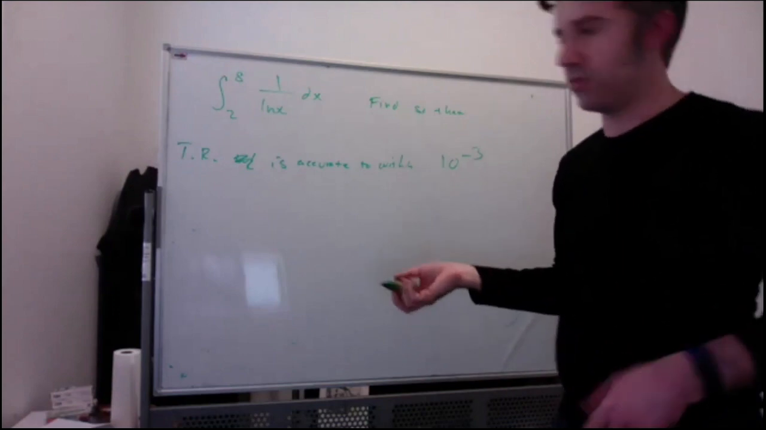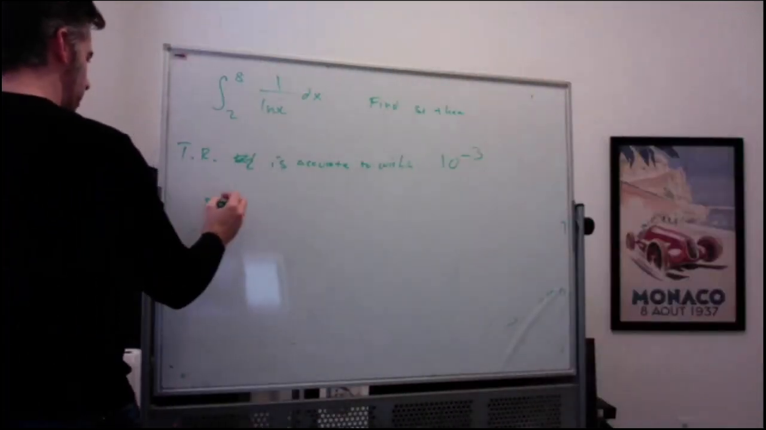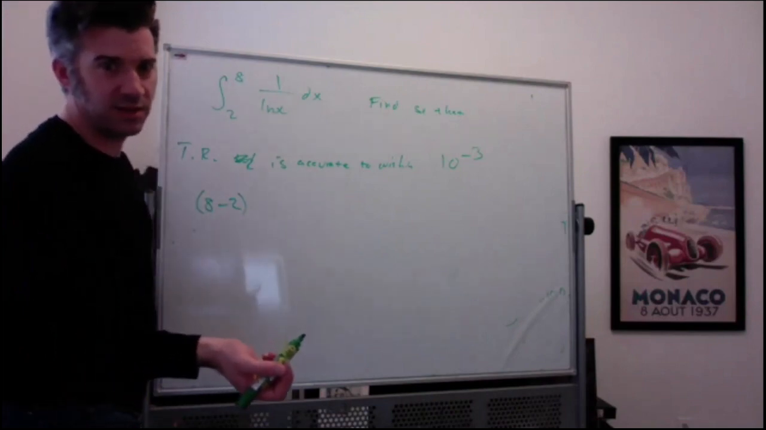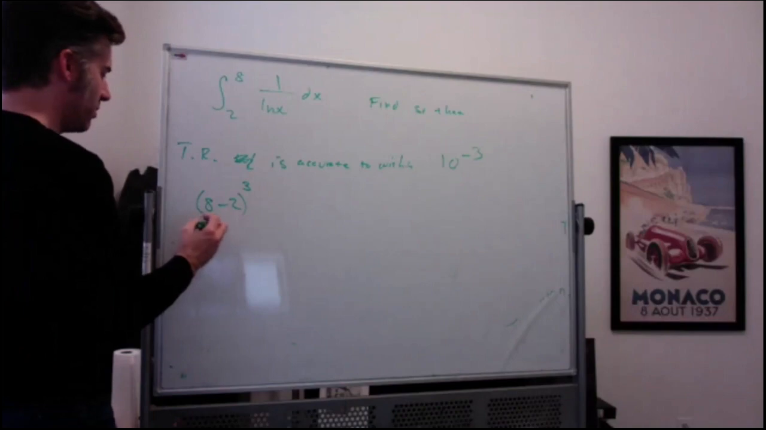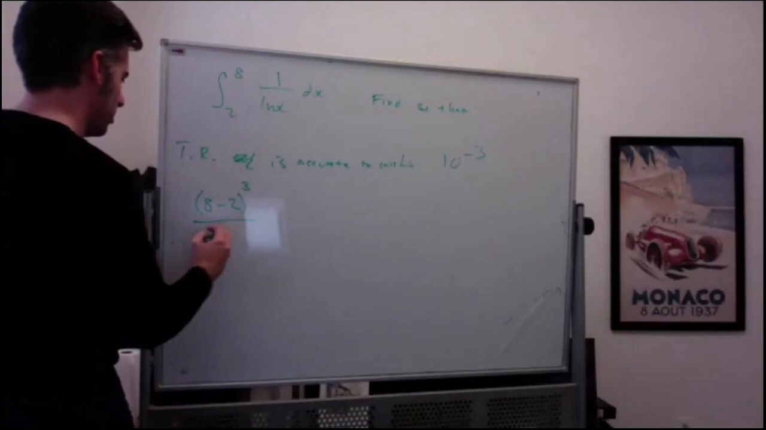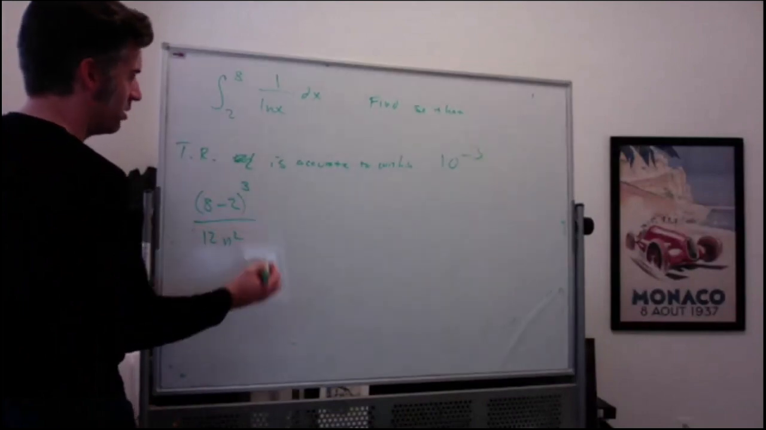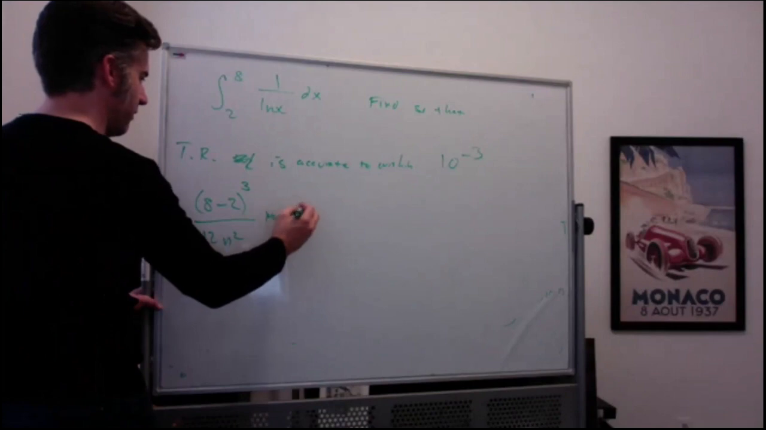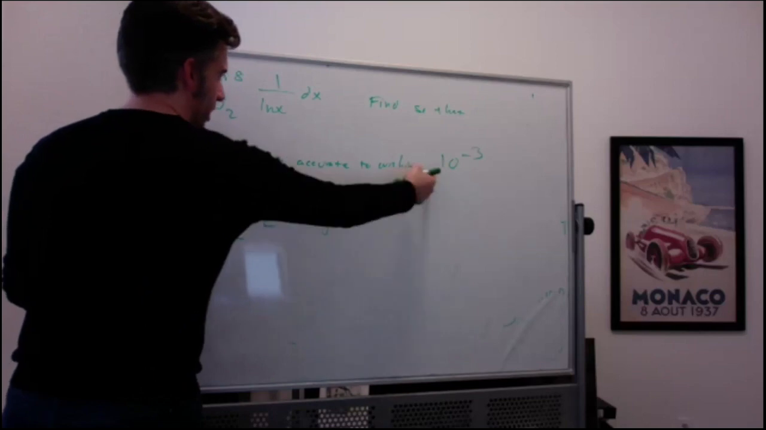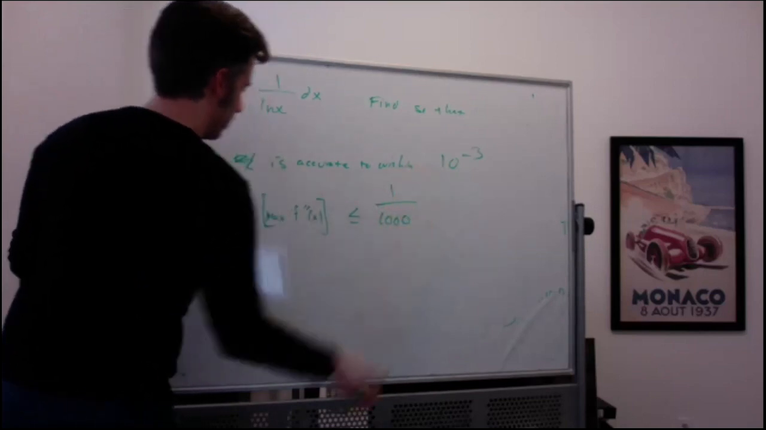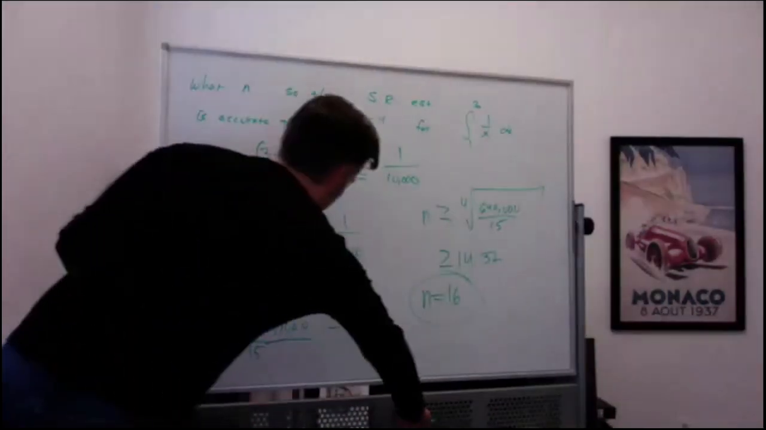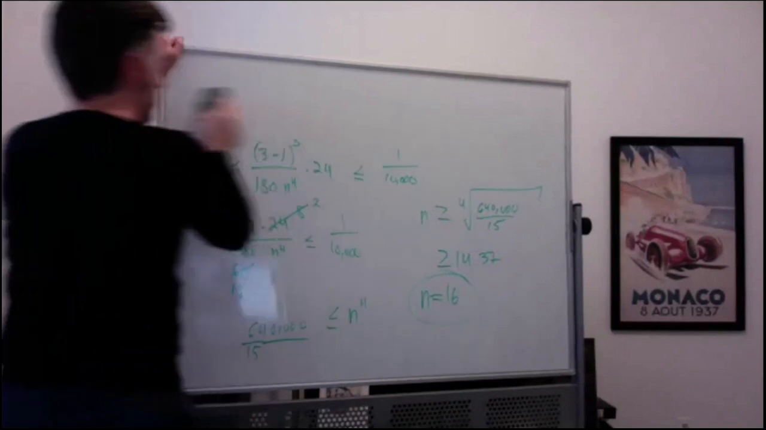All right, so the trapezoid rule error is going to be b minus a cubed. Yeah, b minus a cubed. Did I do the last one right? Yeah, I did. b minus a cubed over 12n squared times the max of the second derivative, less than or equal to 10 to the negative third. I need to know what that is before I can go on. So let's actually figure that out. Let's figure out the max of f double prime on the interval from 2 to 8. And this part's going to be a little bit trickier.